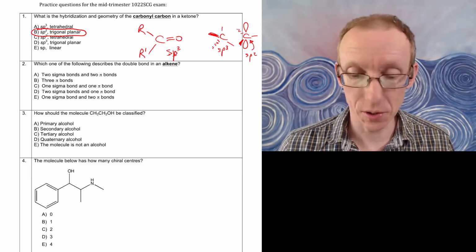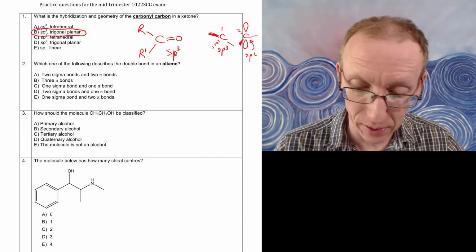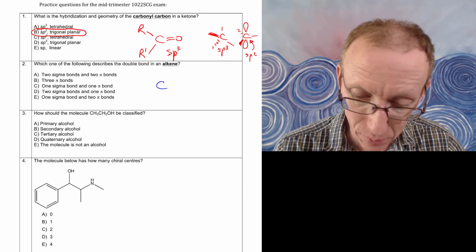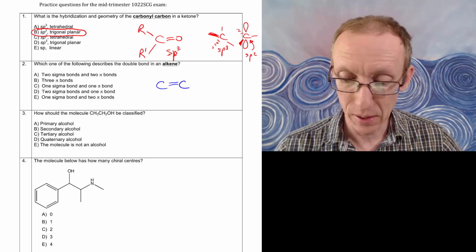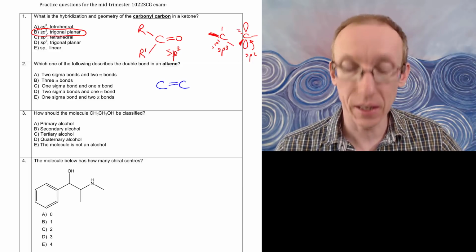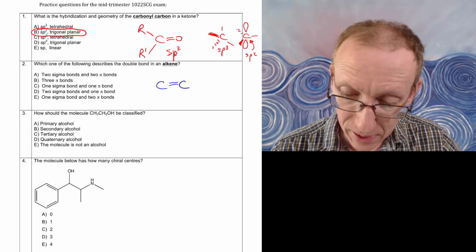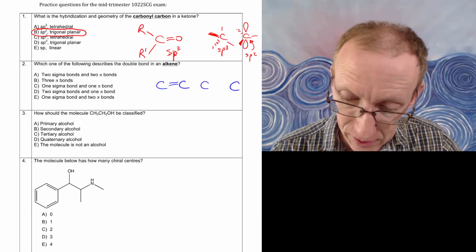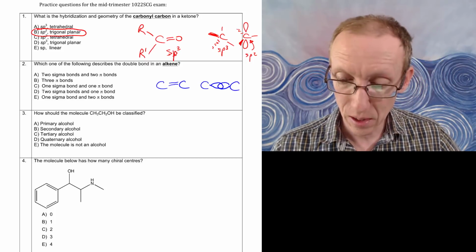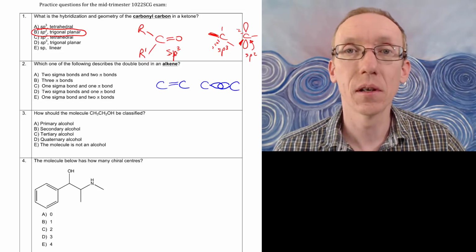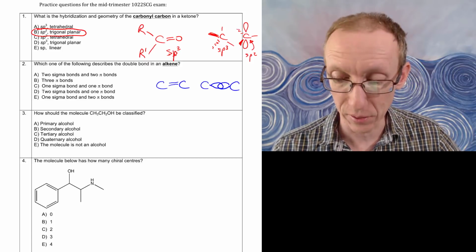Okay, let's look at question 2. Which of the following describes the double bond in an alkene? So the way it's worded, I would say that we're just looking at the carbon-carbon double bond, and the way that carbon double bond is made up is that each carbon atom is making a sigma bond to the other carbon atom using one of its hybrid orbitals. And in each case, it's actually an sp2 hybridized orbital.